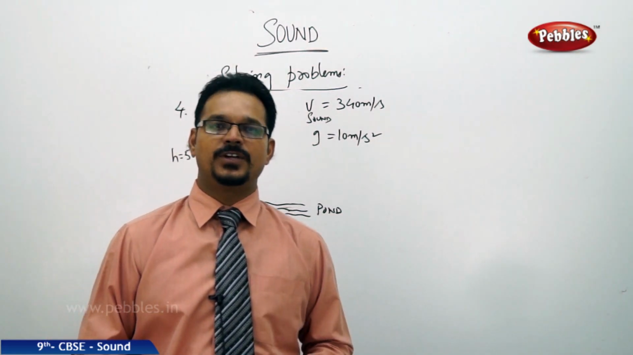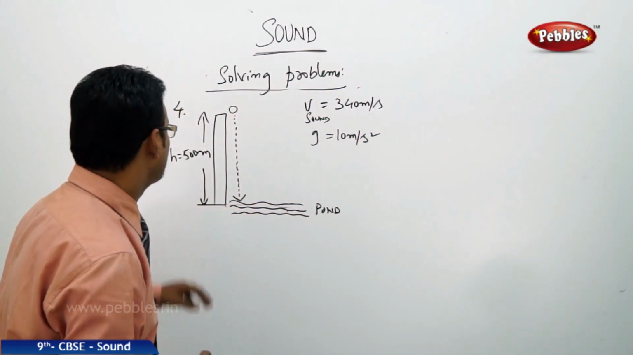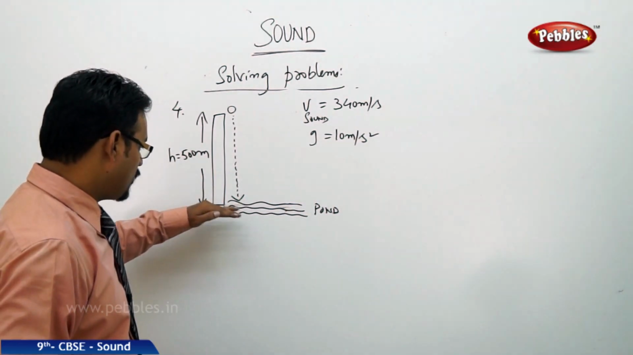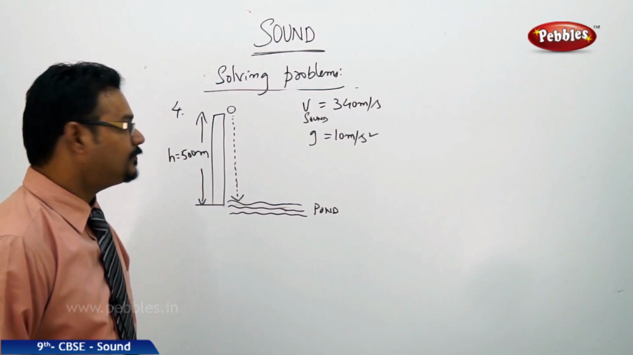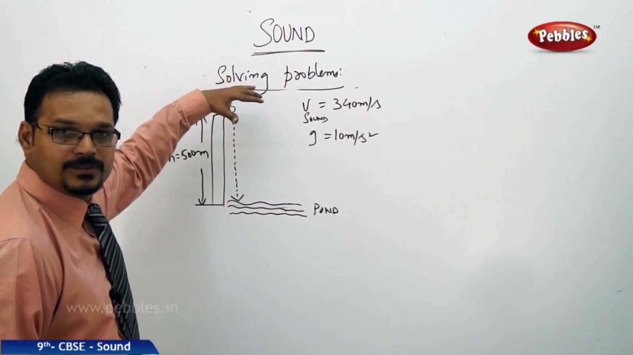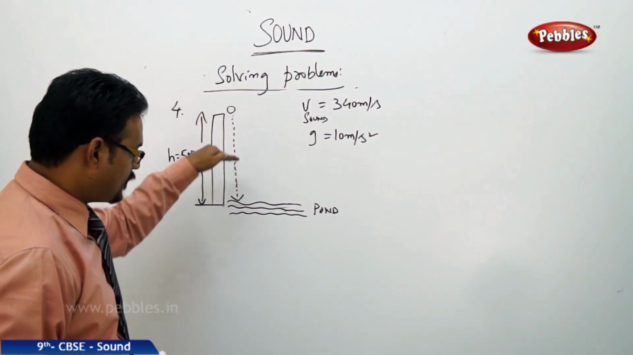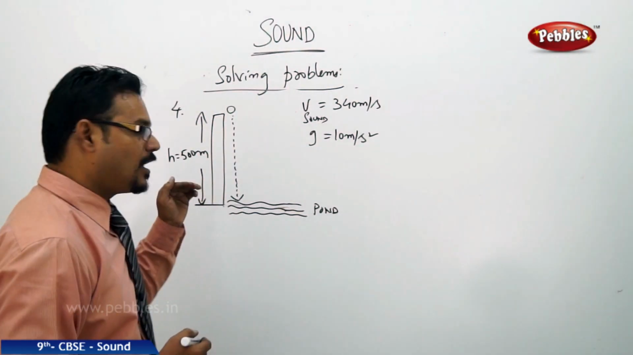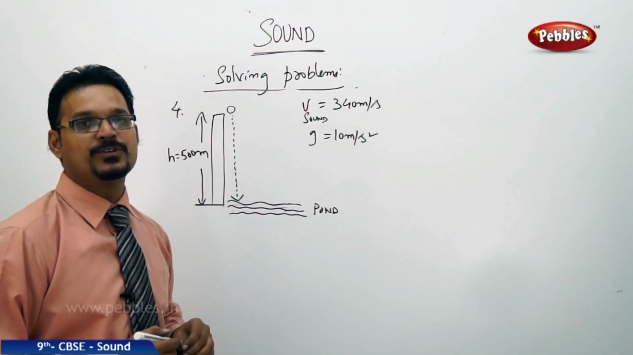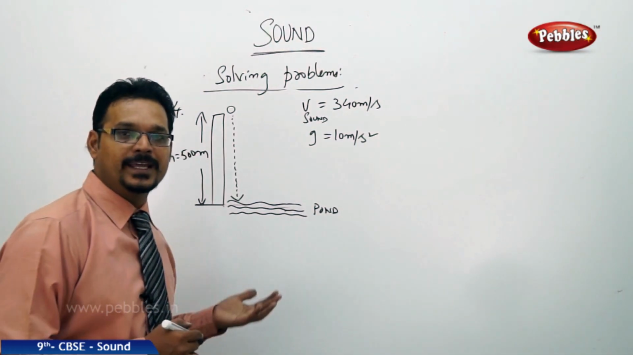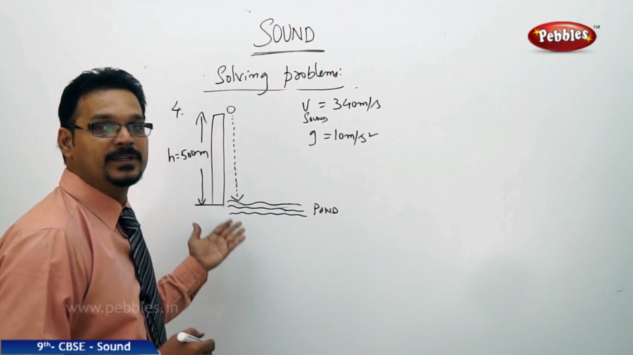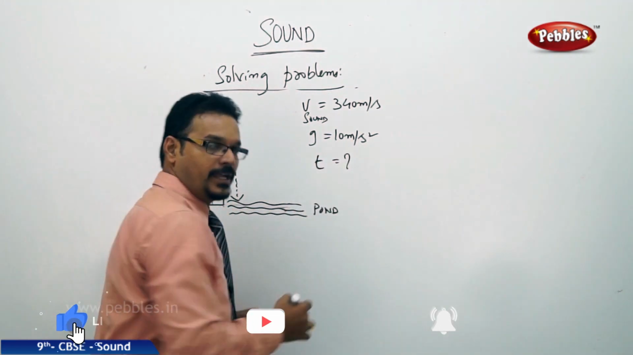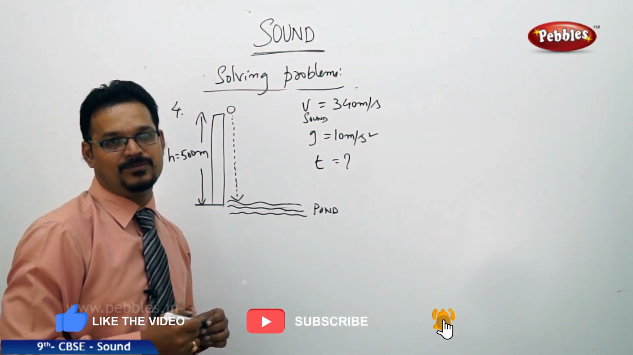So one more challenging problem for you. There is a tower of height 500 meters. At the bottom of the tower you have a pond. A stone is dropped, falls on the pond and produces the sound. Now the question is, how long does it take to hear the sound produced by the pond? So you're asked to find the time taken to hear the sound.